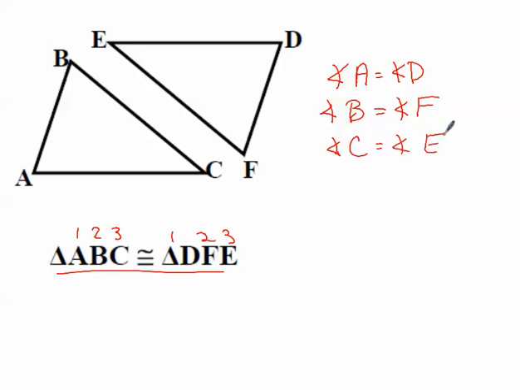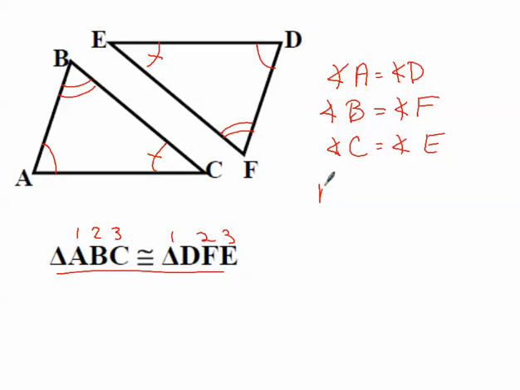Now, if I wanted to mark that in my picture, I'm going to use little hash marks. A matches up with D. I have B matching up with F. And finally, E matches up with C. Don't forget it's as easy as 1, 2, 3, 1, 2, 3.